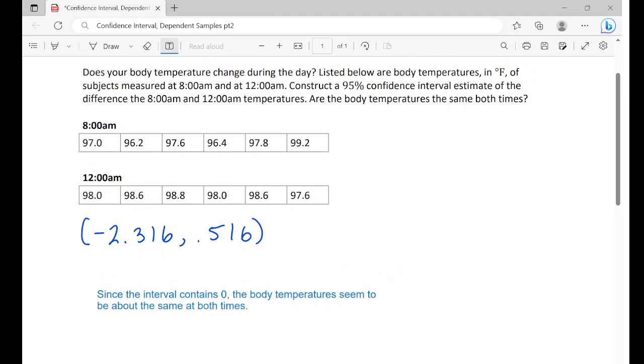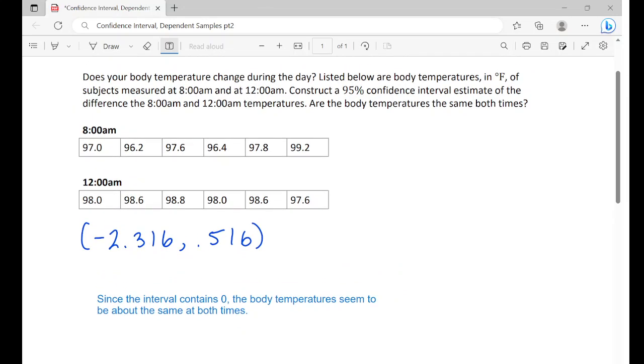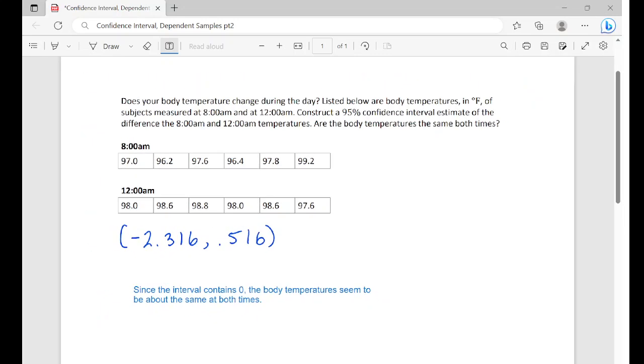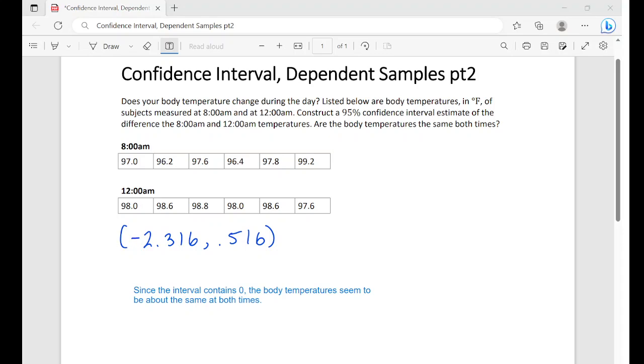Again, because our interval goes from a negative to a positive number, right here, negative to positive, 0 is somewhere in between. And again, the only way to have 0 in the interval is if at some point they are the exact same numbers. So that's why we can say that since the interval contains 0, the body temperatures seem to be about the same at both times, 8 a.m. and 12 a.m. And that's all for this.